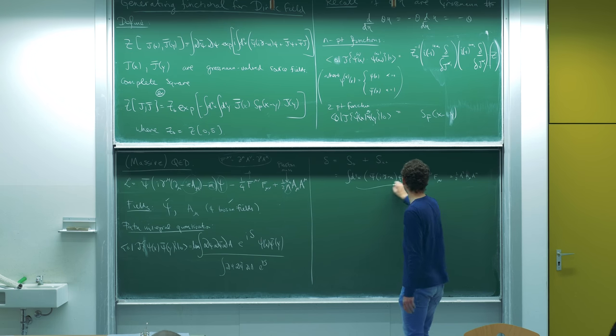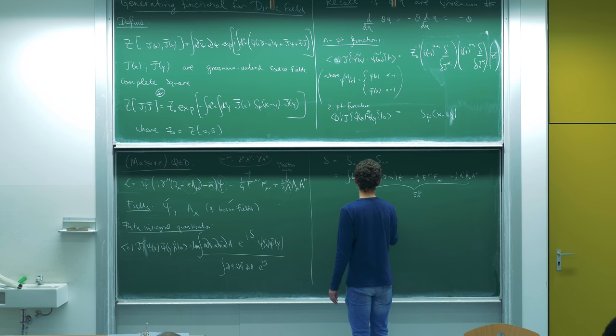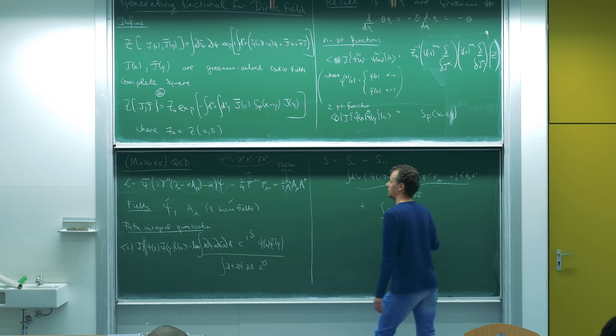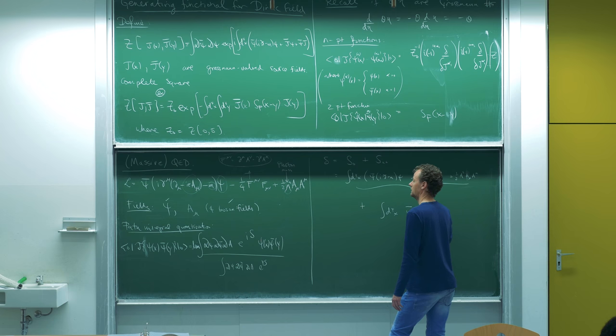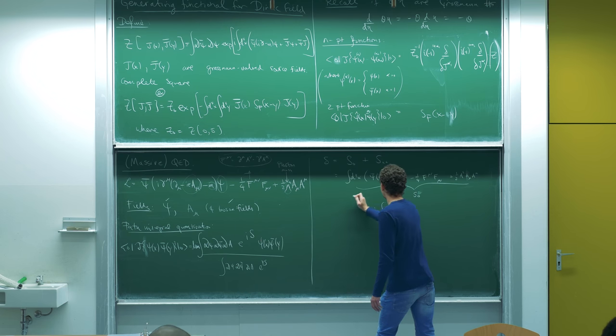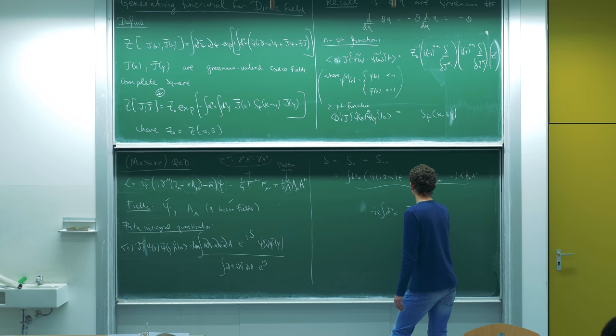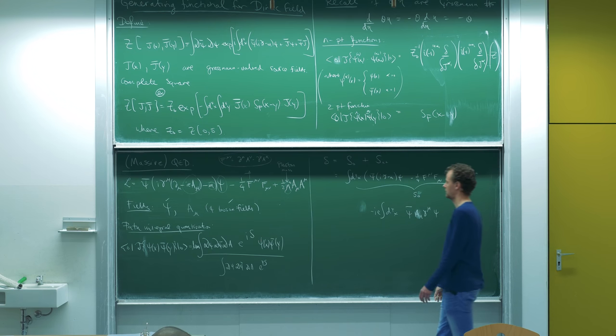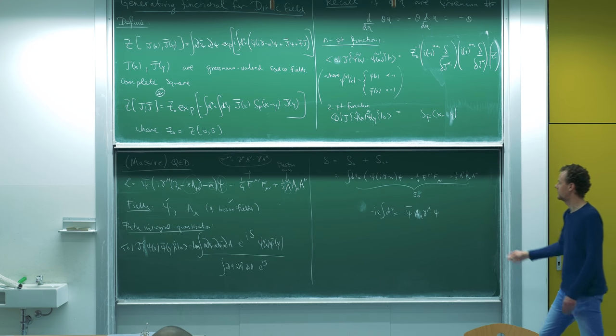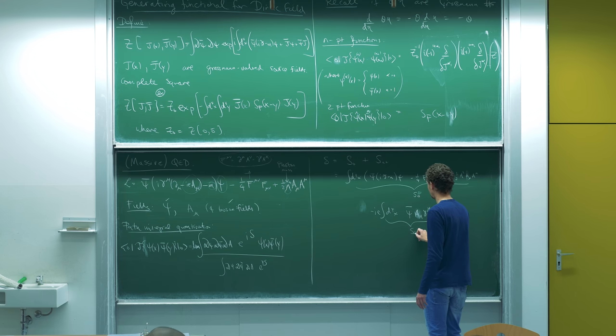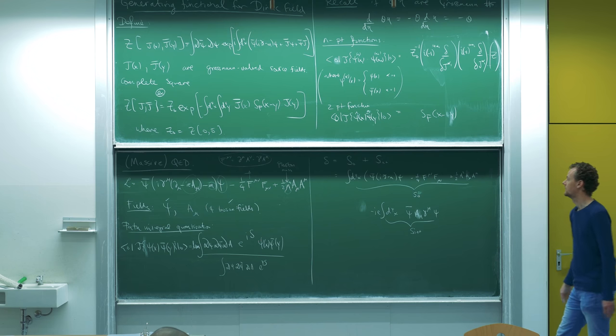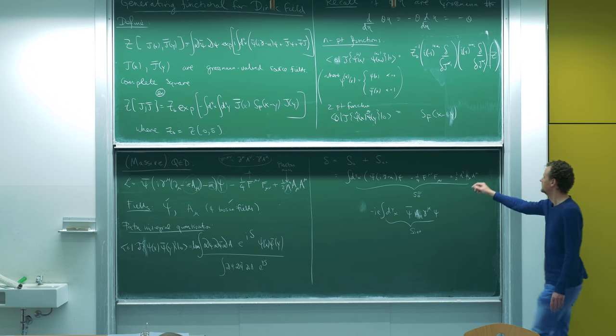Easy bit. And here's the hard bit, which is, so I'll write it like that. There, this is the hard bit here. Well, this is Gaussian.